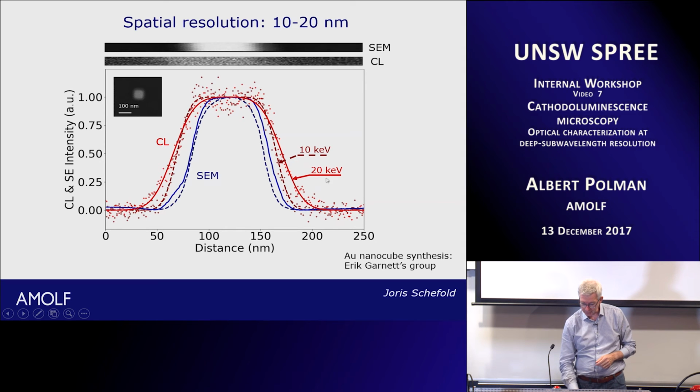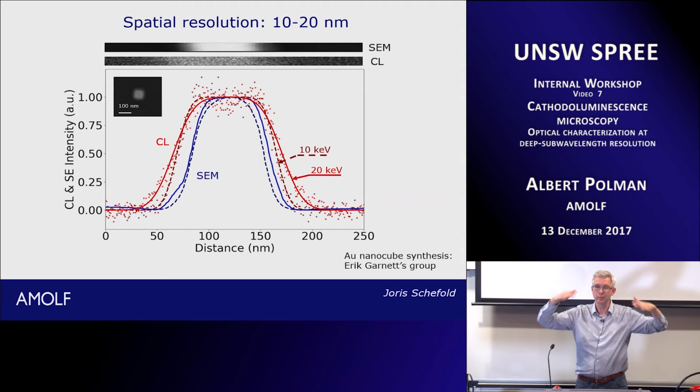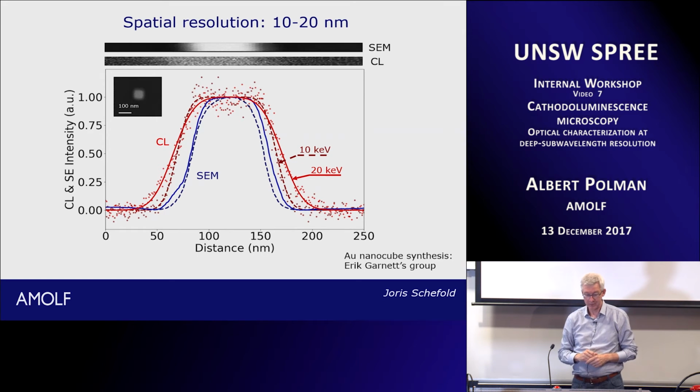Interestingly, if I go to a higher energy, if I take 20 keV electrons, I get a wider image than if I go to 10 keV. That's because at higher energy, this electric field sticks out more, right? So the resolution is actually not as good at 20 keV as at 10 keV. So it's very peculiar. This is a measurement technique where if you raise the energy, the resolution actually gets worse.